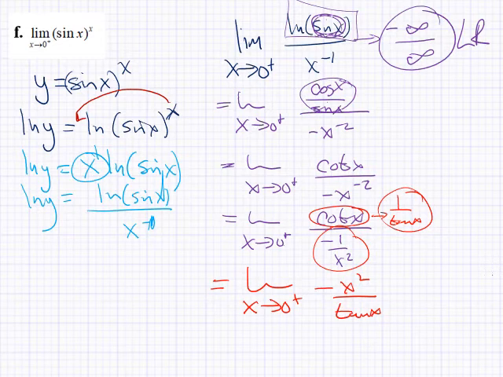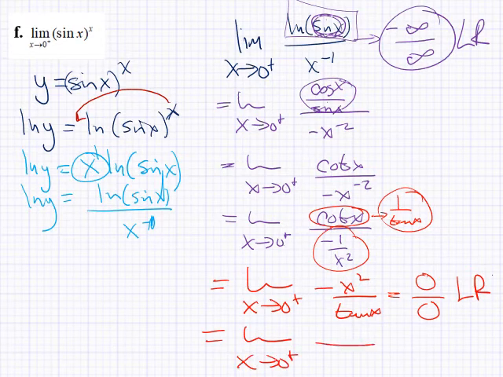Right. And I look at what happens here. As x gets closer and closer to 0, the numerator gets close to 0. Tan of 0 is 0, so that gets closer to 0. What do I got? I got another L'Hopital's rule problem. So I do the limit as x approaches 0 from the right of negative 2x over the derivative of tan, which is secant squared.